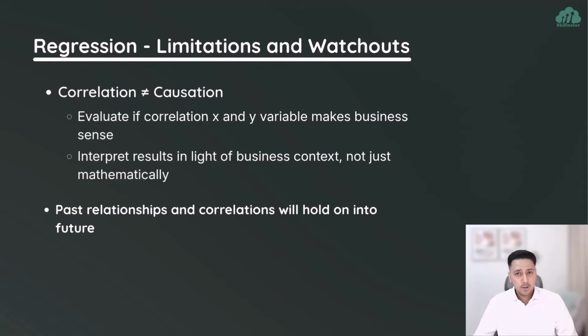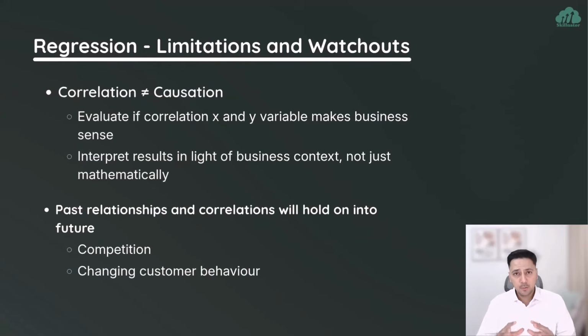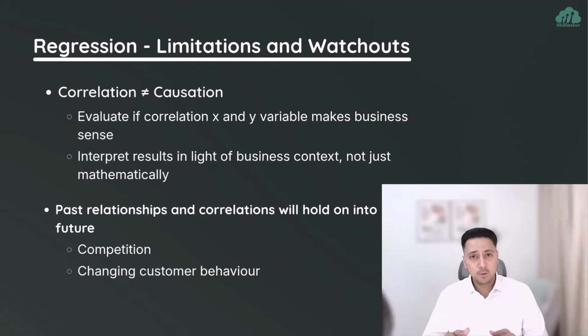But now imagine a new low-cost competitor enters the market, or customers become more price sensitive due to economic pressure. In this new environment, the same price reduction may lead to a smaller demand increase or no increase at all, or even a decline in volume if the brand perception changes. This means that the historical relationship between price and demand has now shifted. Your regression model didn't go wrong, the business reality changed. This is why regression models must be reviewed regularly, recalibrated with fresh data, and challenged when business conditions change.